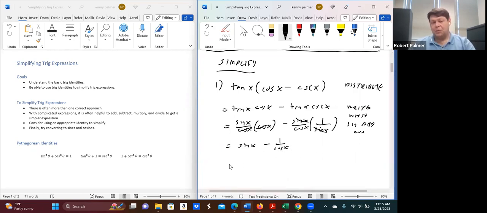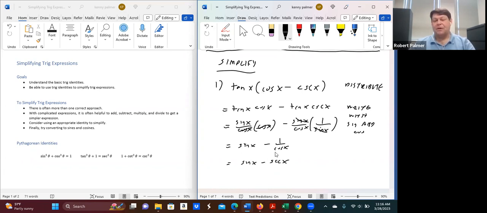One more thing we can do is write this in terms of 1 over cosine, which is secant. Let's get rid of the denominator. So we have the sine of x minus the secant of x. And now I have something that's simplified compared to that. Not necessarily a whole lot, but it's simpler.